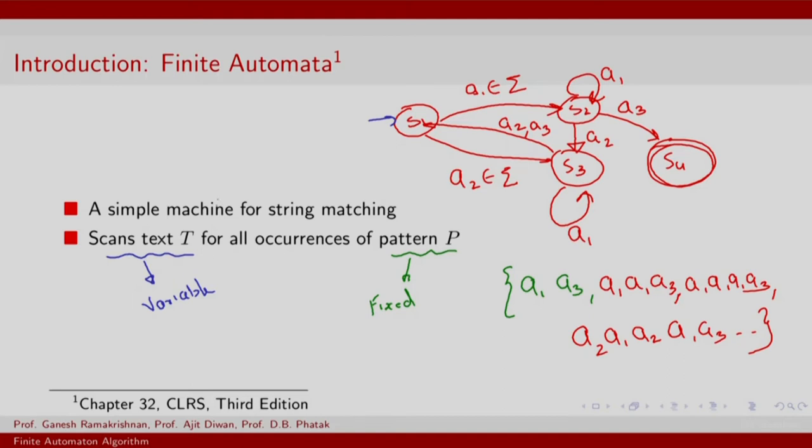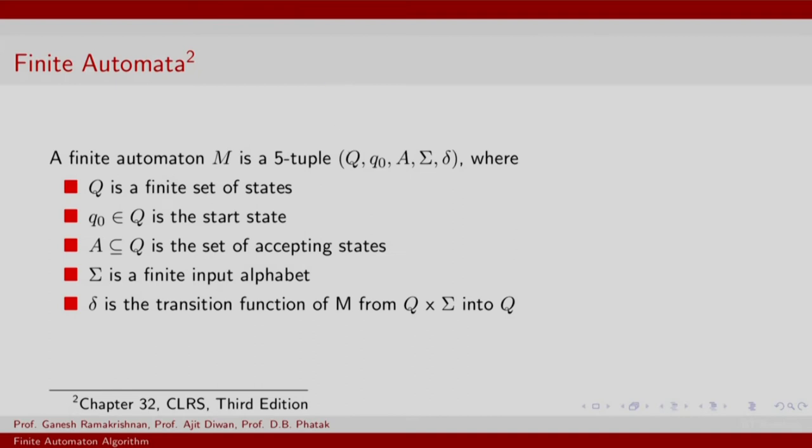instances of pattern P. So formally, a finite state automaton M is a five-tuple which consists of a finite number of states Q, a start state q0, an accepting state A. So recall that we denoted accepting state with two concentric circles. The start state was denoted by an incoming arrow. Sigma is a finite input alphabet. On the previous slide, our sigma was A1, A2, A3. Delta is a transition function which takes you from one state to the other.